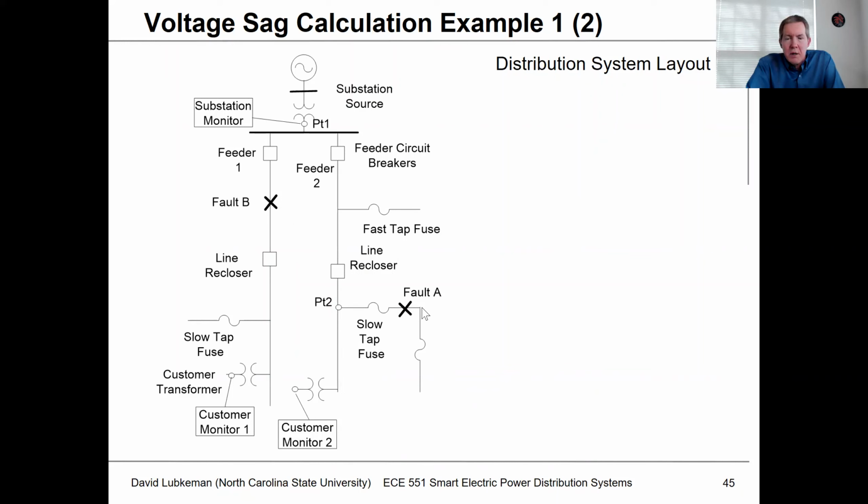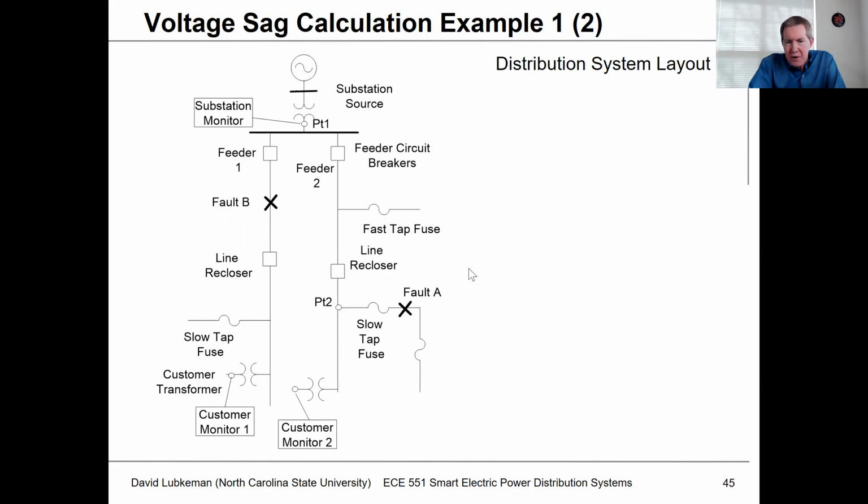Then I'll be looking at the impact of two faults, one at fault location A and another at fault location B. Note in this case that fault A is going to involve a section between the substation and point 2 and a section between point 2 and A. The fault current's going to go through this line recloser here. And then for the second case, fault B, the fault's on the main feeder, and so you're going to have a fault impedance that's dependent on the section of line between the substation bus and point B. But anyway, this is the scenario, and these are the monitoring locations that we have.